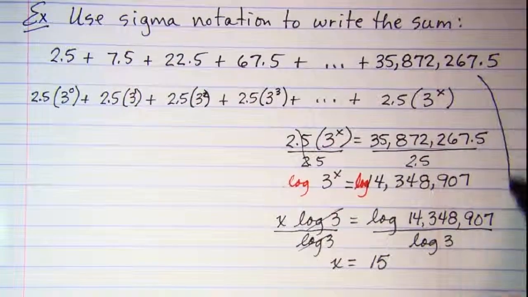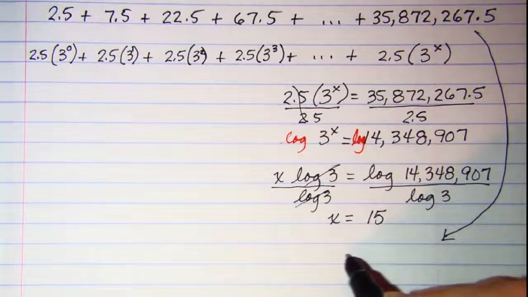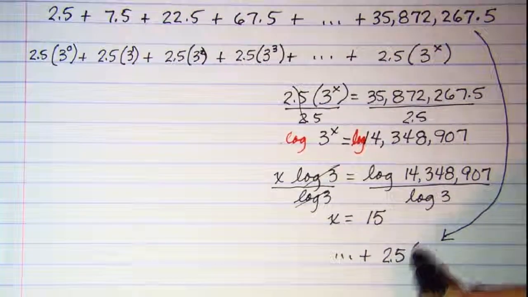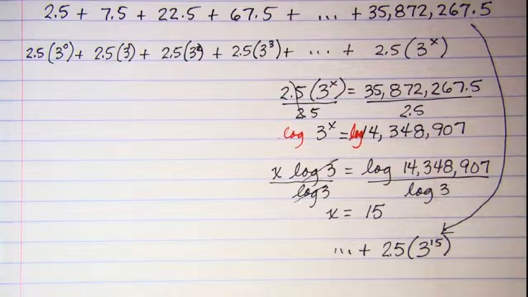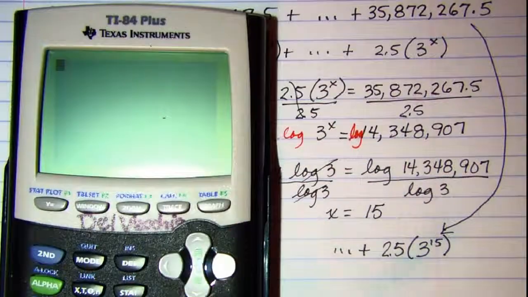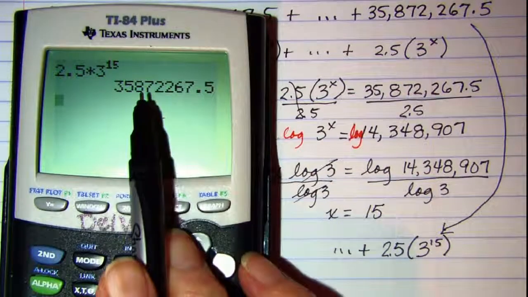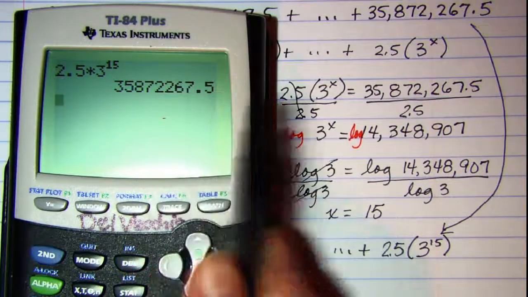So this last number then is 2.5 times 3 to the 15th power. Just make sure: 2.5 times 3 raised to the 15th power is 35,872,267.5. Good.